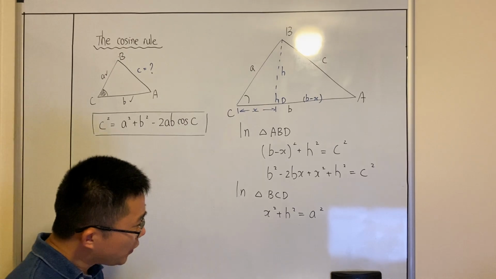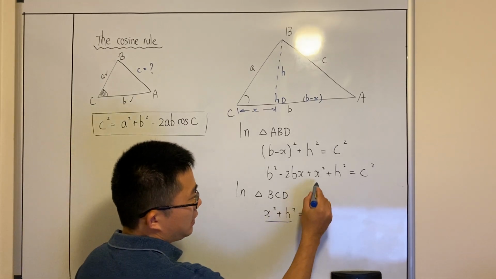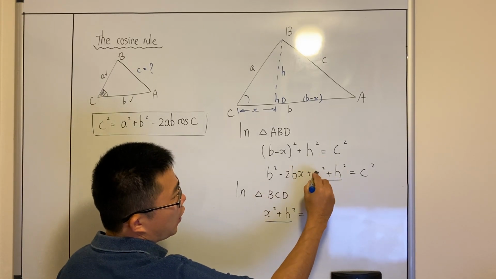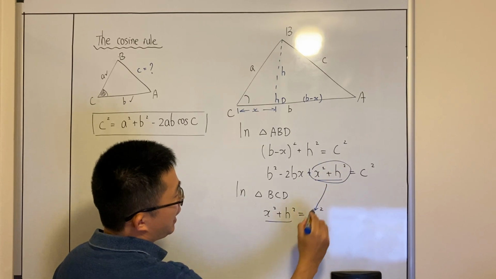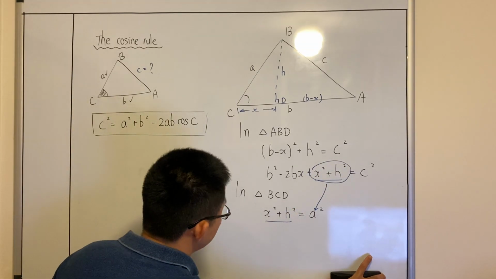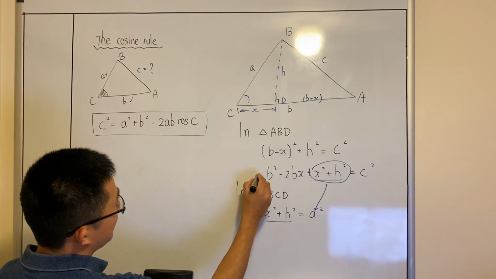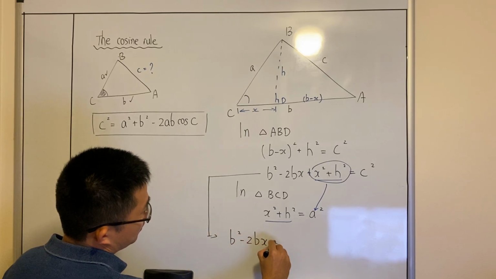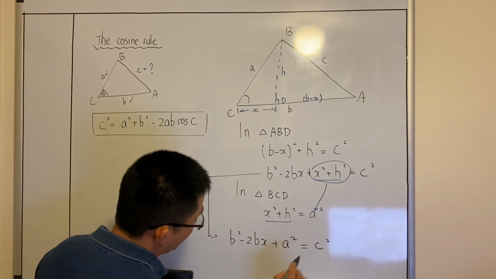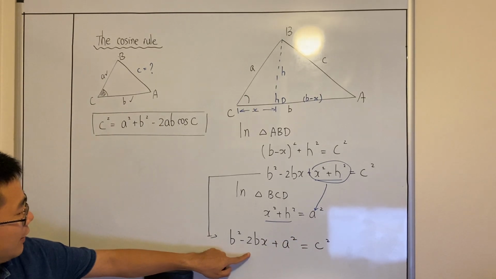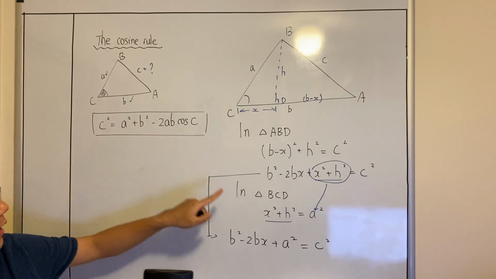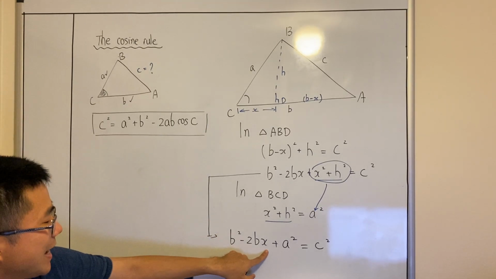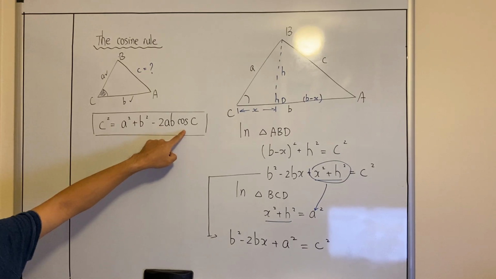All right, so I hope you have noticed that that's X squared plus H squared. And here's X squared plus H squared. All right, so what that means is we can replace this entire X squared plus H squared by A squared. All right, so let's do that. So what we're going to get now is that formula can now be written as B squared minus 2BX plus A squared is equal to C squared. Okay, all right, we're almost there. As you can see, very similar now. All right, we've got C squared is equal to A squared plus B squared, very similar to the formula, minus 2BX. But here it's minus 2AB cosine C.